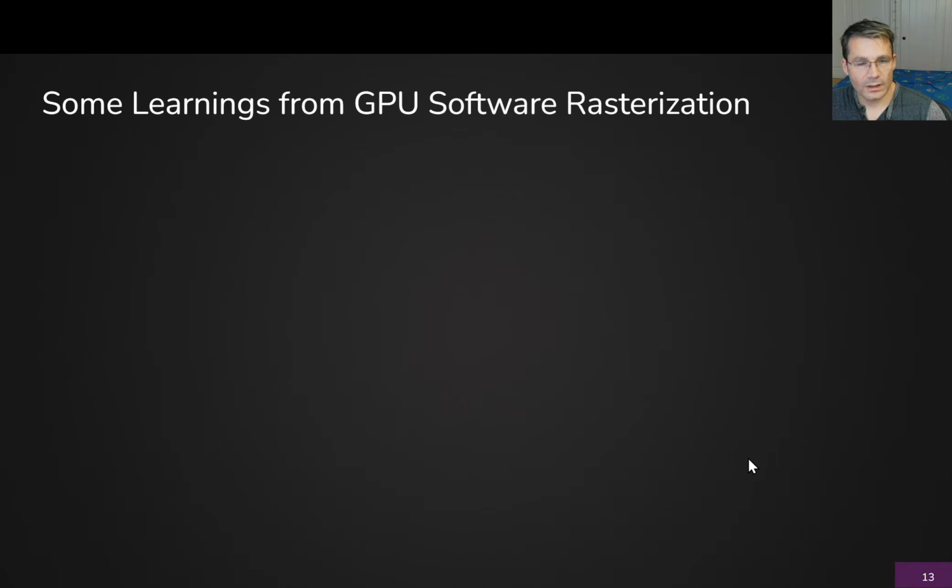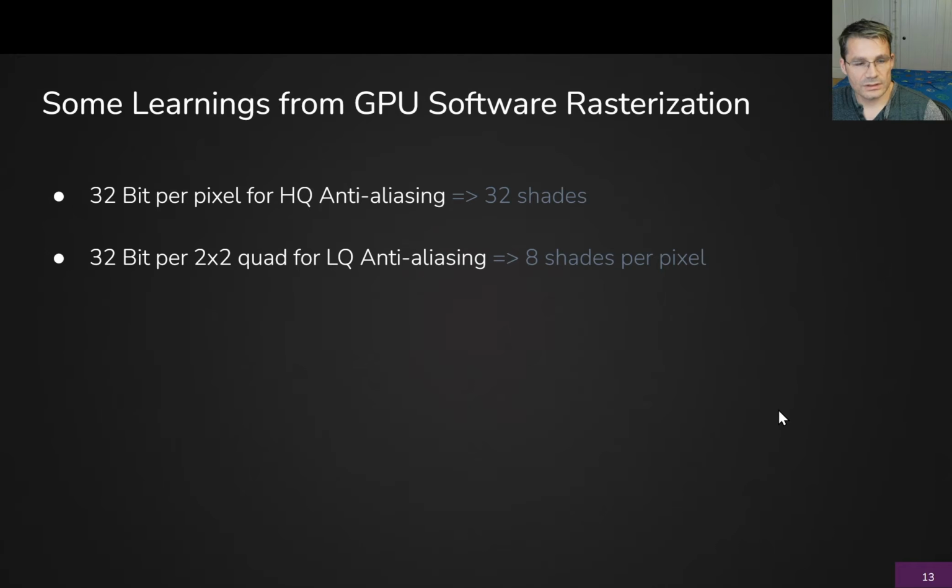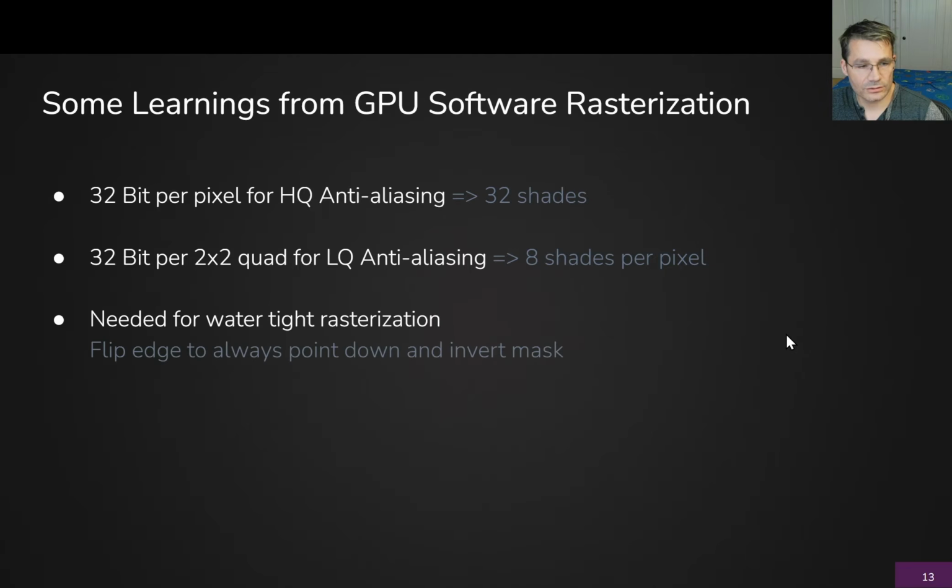Okay. And I have some learnings from implementing that one. For example, a trivial one is that 32 bits per pixel is pretty good, high quality anti-aliasing. That gives you 32 shades, and that's good. But if that is too costly, there's a lower quality version that can be done. You can use the same 32 bits for a 2x2 quad, and then you have 8 shades per pixel. Or you can make some other trade-offs as well. But this basically allows you to reuse the same algorithm, the same table, maybe even for lower quality rendering. So it's a good trick.